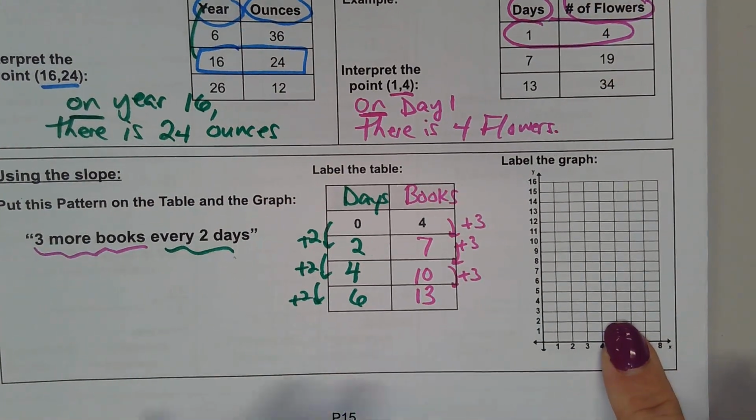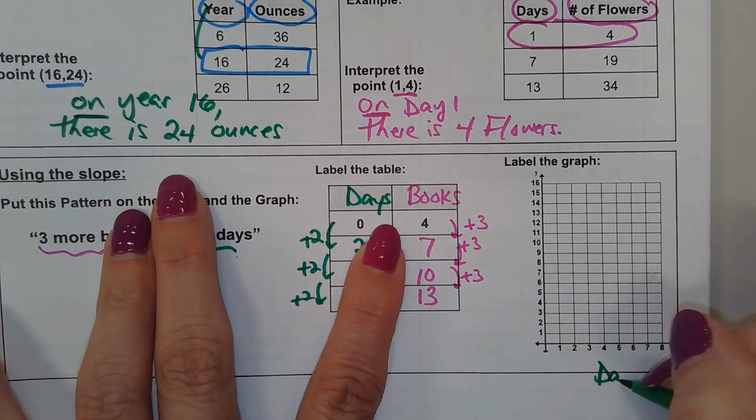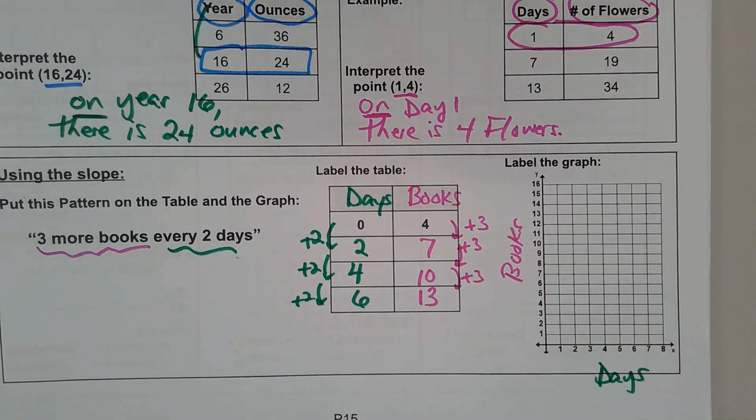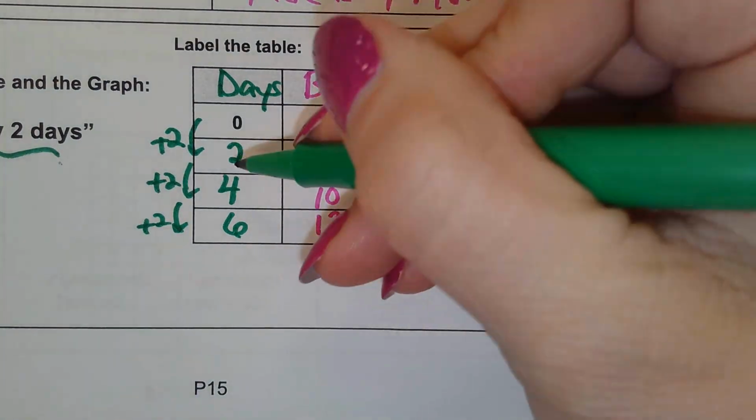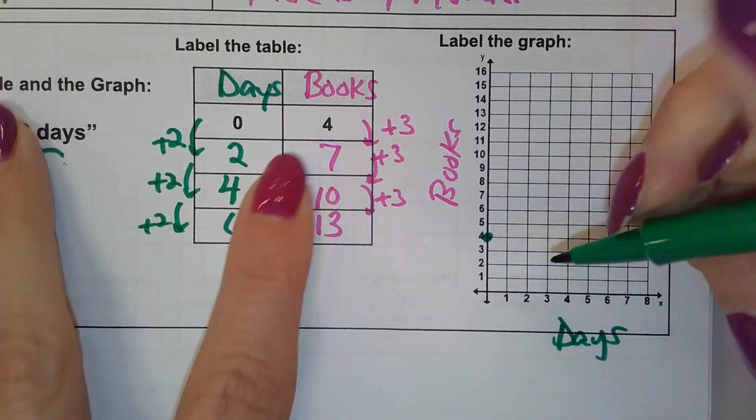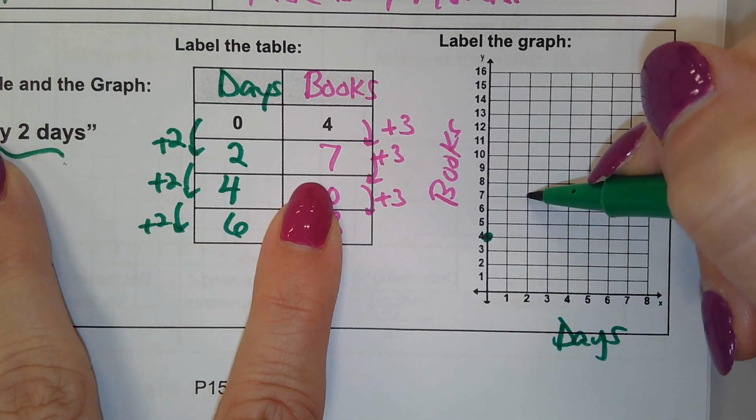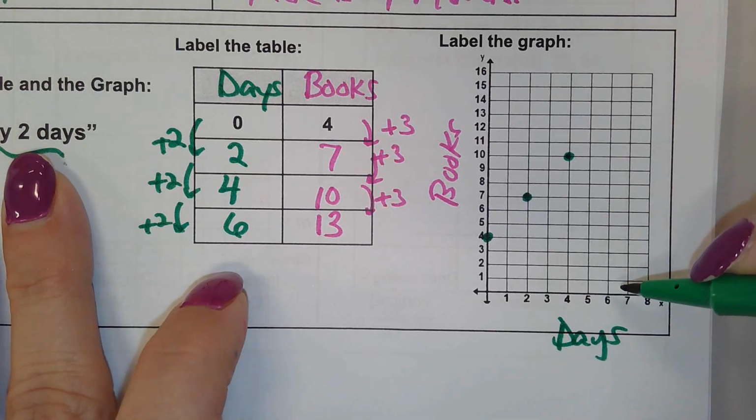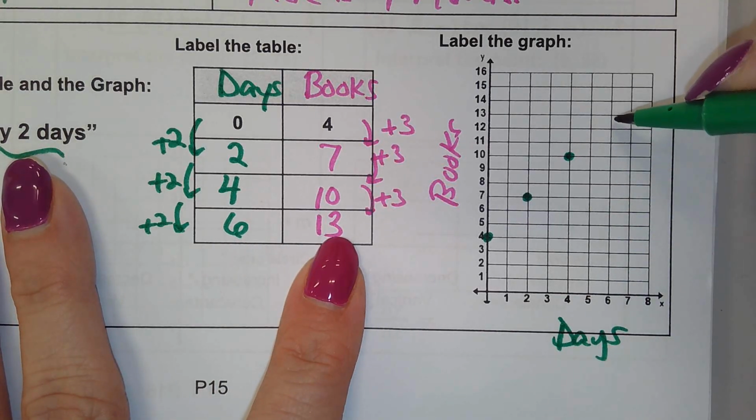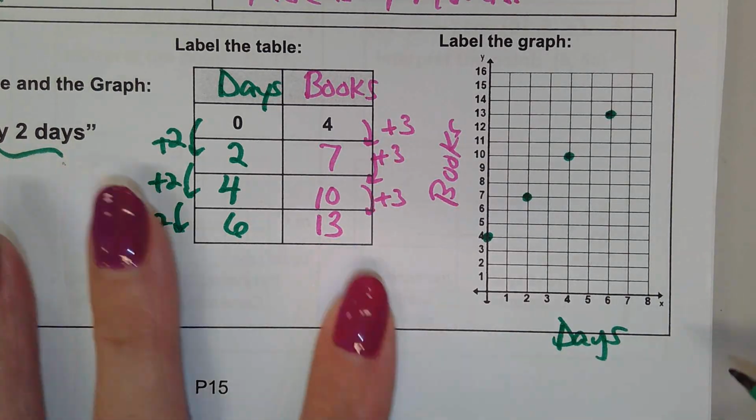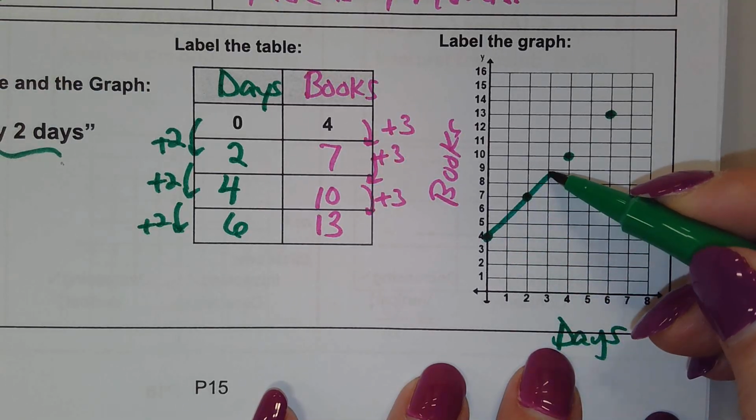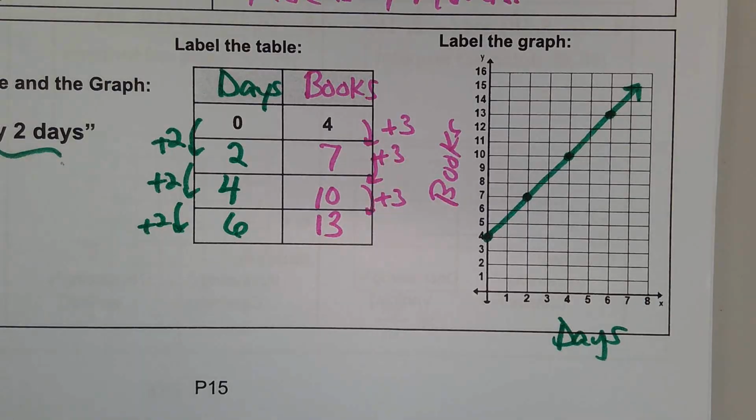So now we will put this on the graph. The days is down here, and the books is over here. Let's plot these points. Let's zoom in so you can see a little bit better. Day 0, it is 4. Day 2 goes to 7. Day 4 goes to 10. And day 6 goes to 13. So here is our line. We can go ahead and graph our increasing line. And I'm going to show you where the pattern is.